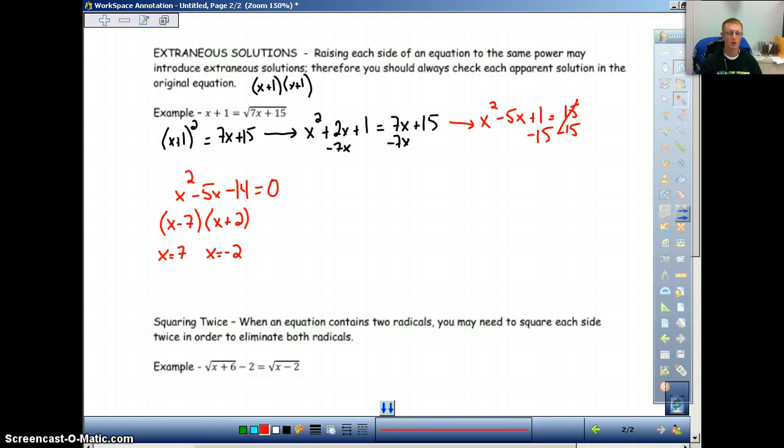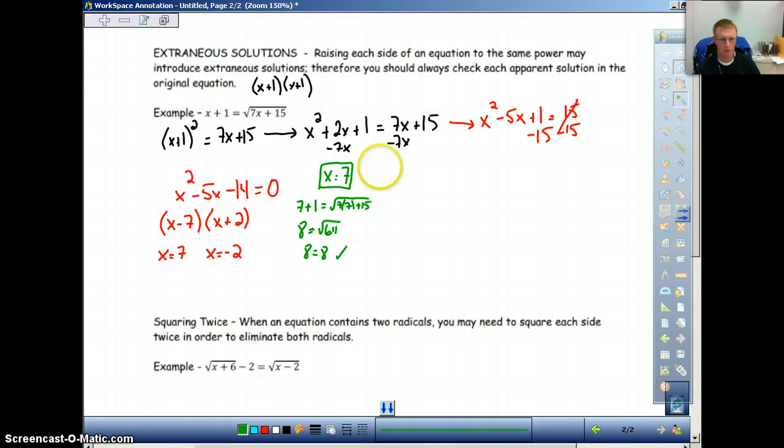So here's where we're talking about extraneous solutions. You should always check your solutions. So that's what we're going to do. I'm going to check x equals 7 in my original equation. So what do we get when we put in x equals 7? We get 7 plus 1 equals the square root of 7 times 7 plus 15. So that gives us 8 equals the square root of 64, which is 8. So we have 8 equals 8. Good. That means that we know x equals 7 is one of our solutions.